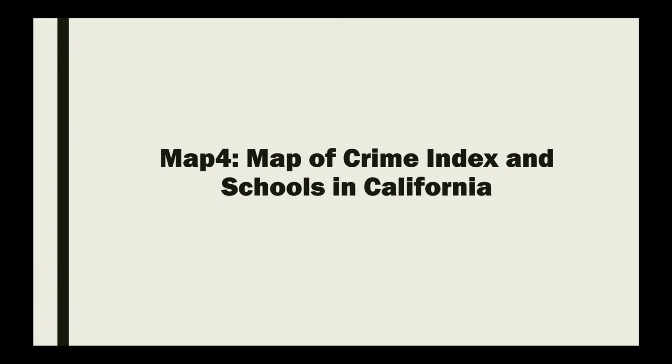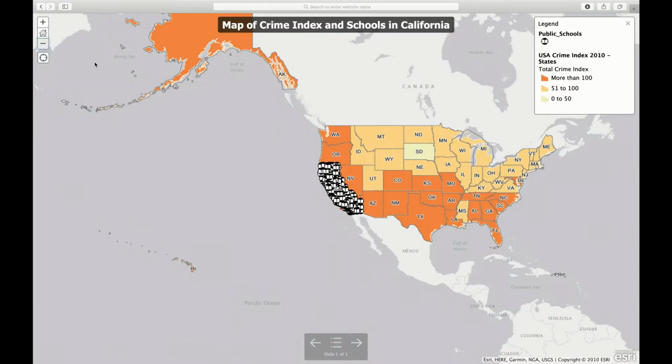The fourth map is the map of crime index in schools in California. For the fourth map, I made it into a web map because there are many schools in California. I want the audience to zoom in themselves to see the comparison between crime incidents and school location.